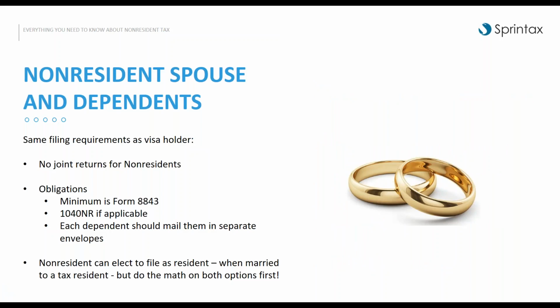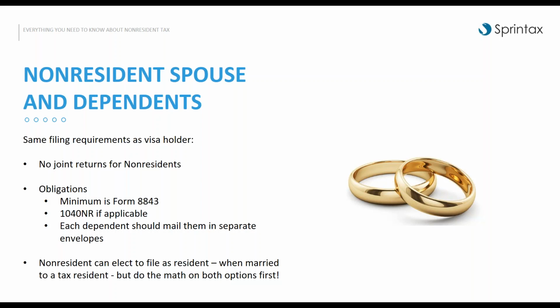So next up then, let's look at the rules around non-resident spouse and dependents. So first of all, as a non-resident, you can never file jointly. You always have to file separately from your spouse. The other rule is that the same rules that apply to you apply to your spouse and dependents. So that means that regardless of the number of days that they've spent in the US, if they were here for more than 1 day, they'll need to do Form 8843.